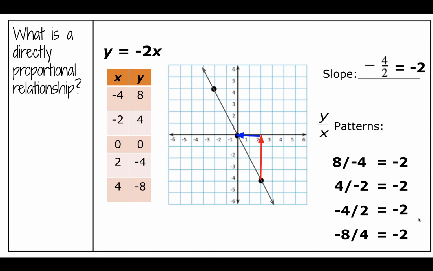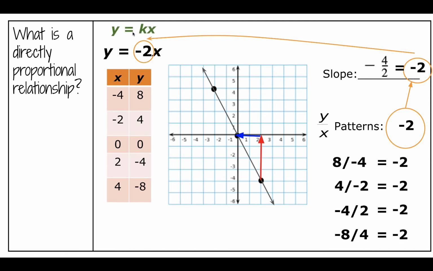We can see that we have that constant rate of change as we move from one point to the next. We can see that our y to x pattern is negative 2. And we can see there are a lot of negative 2's. And this equation right up here, which is our whole goal for today, would be a directly proportional relationship because it's in that y equals k times x form, where k here is representing our constant, which in this case is negative 2.